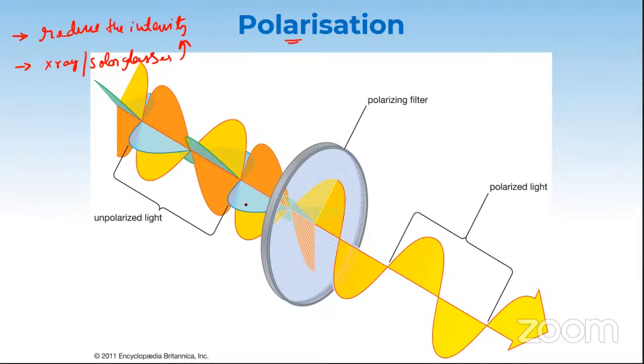You can see in the diagram I have shown here, there are lots of waves coming from a source. There is one orange wave, one yellow wave, and one sky blue wave. So there are three waves, a lot of energy. I'll take an instrument called a polarizing filter, simply called a polarizer.